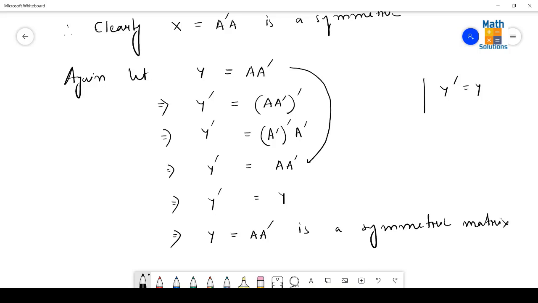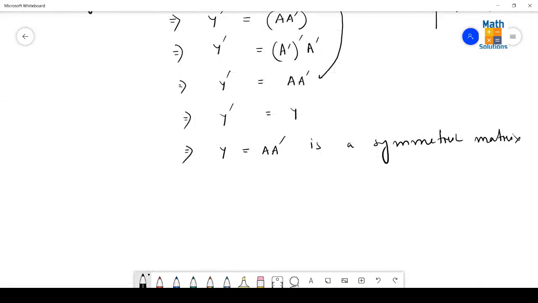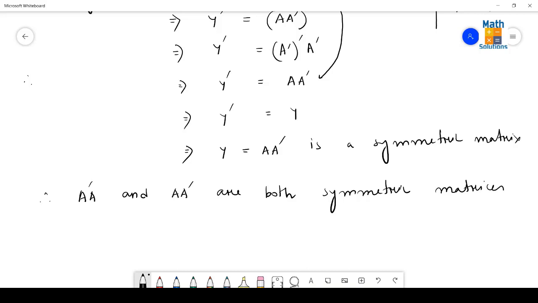So what conclusion can we draw here? As the last line, the conclusion we can write is: therefore, A dash A and A dash are both symmetric matrices for any matrix capital A.